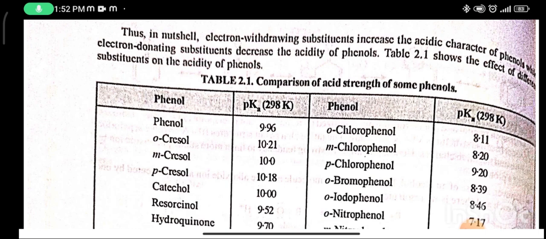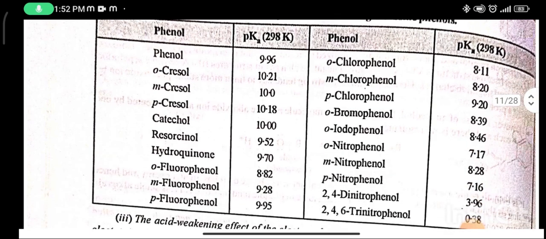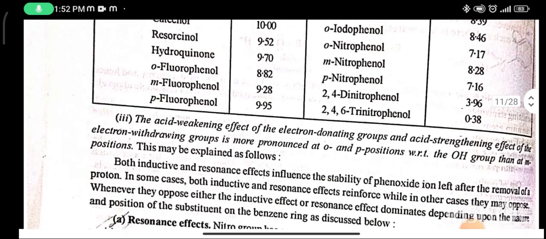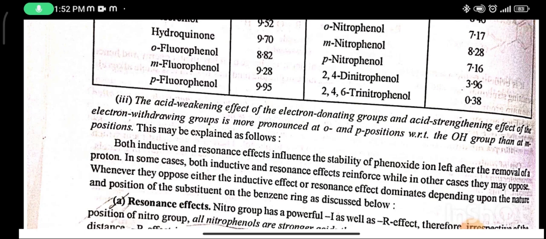And the other side of the table shows the pKa values of different phenols at 298 Kelvin, like orthochlorophenol 8.11, metachlorophenol 8.20, parachlorophenol 9.20, etc. The acid weakening effect of electron donating groups and the acid strengthening effect of electron withdrawing groups is more pronounced at the ortho and para positions with respect to the OH group than at the meta position. This may be explained as follows.